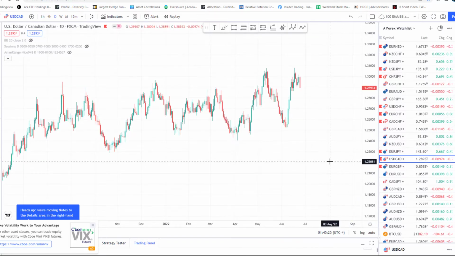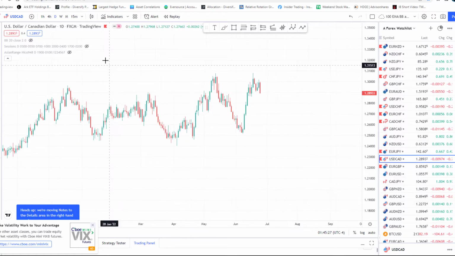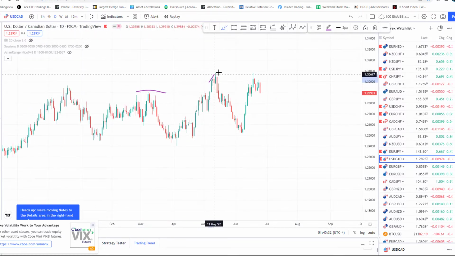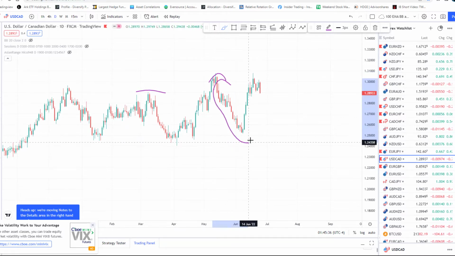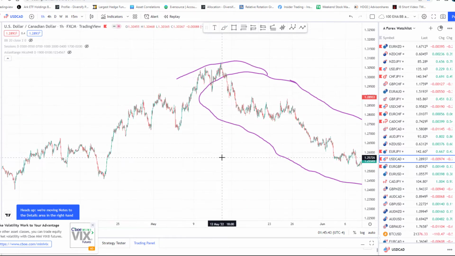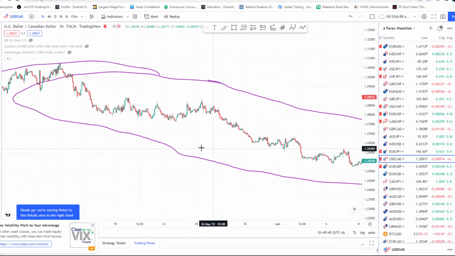Let's just look at a couple examples. USD CAD daily chart, clear break above this level with this move. All throughout here we're looking for longs. Zoom into the 1 hour chart. Do we have 3 higher highs here?